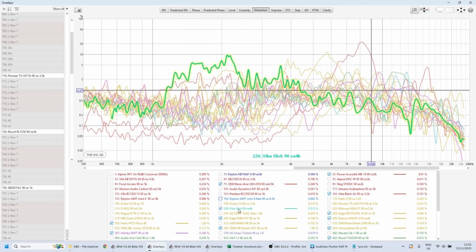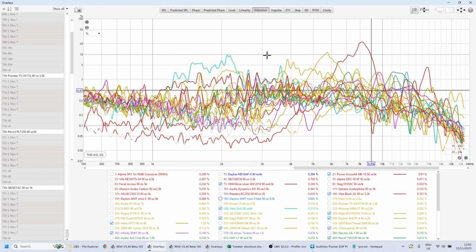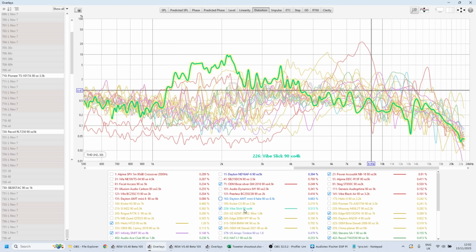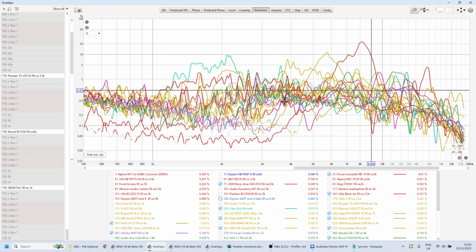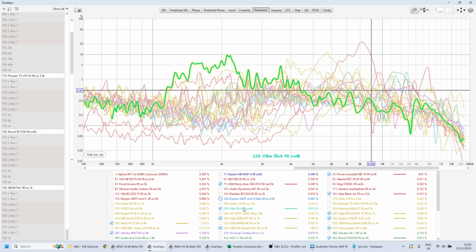Next one is Vibe Slick, crossed at 4K. Now, the problem with this one is that when I crossed it at 9K, I showed it in the previous video, the distortion still is high at 10%, but it's at higher frequencies. So this driver literally doesn't like playing 90 dB, and even crossed at 4K here, it still has distortion here. So yeah, not that good.